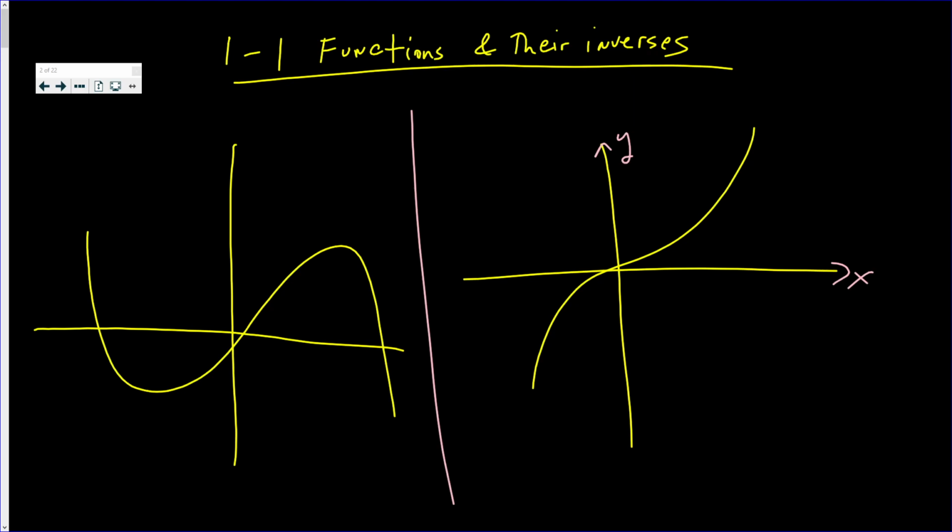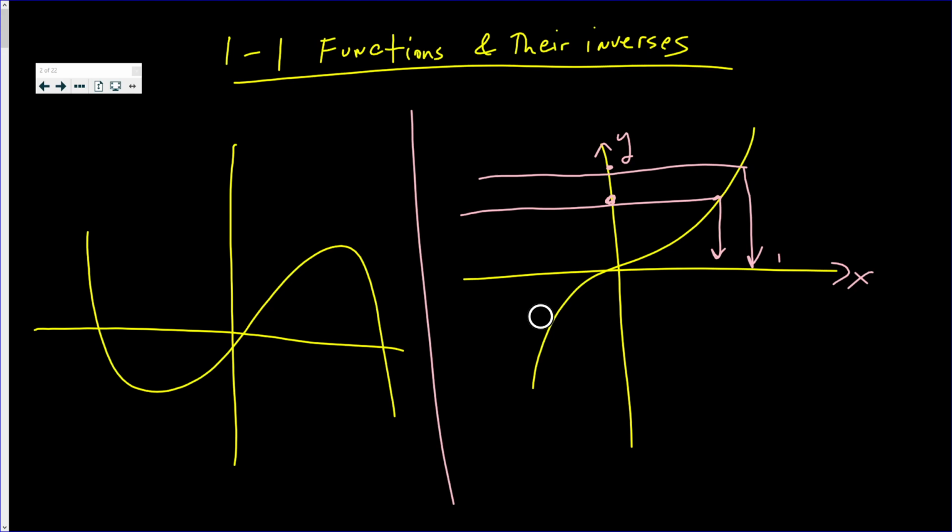What that means is for any given y value, there's no more than one x value that corresponds to it. For this y value, there's only one. Let's do that a little better. There's only one x value that corresponded to it.